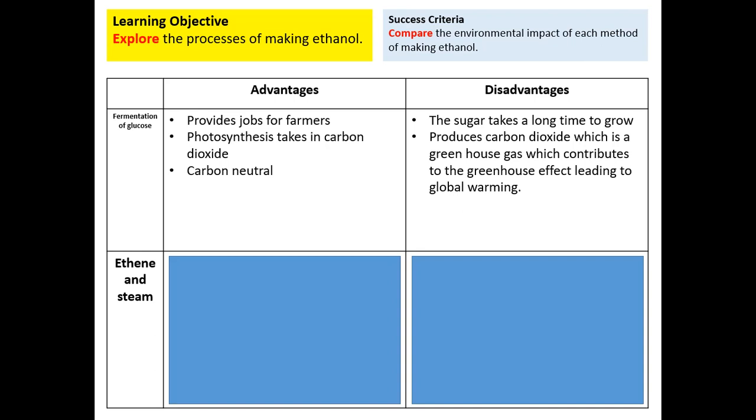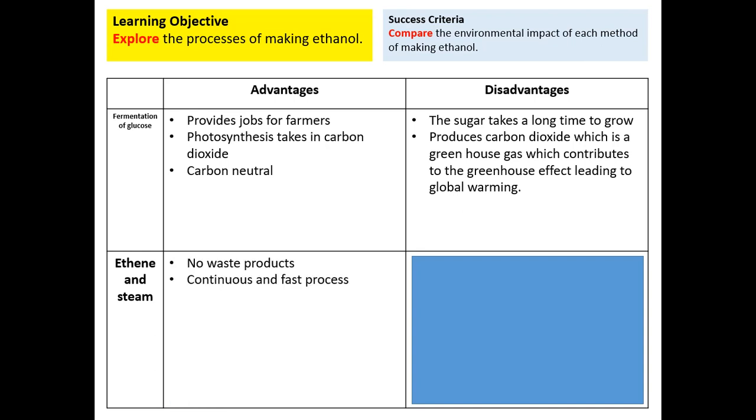So let's look at ethene and steam. So the advantages are there are no waste products. So it's very efficient. You're going to get more for your money. And it's continuous and fast process, which means you can make more in the same amount of time, which would then mean you've got more to use and more to sell.